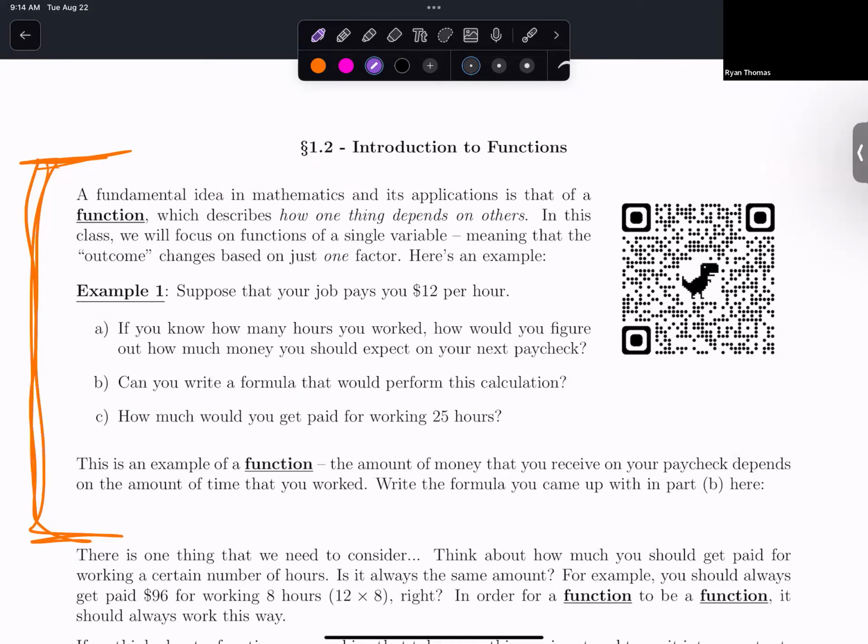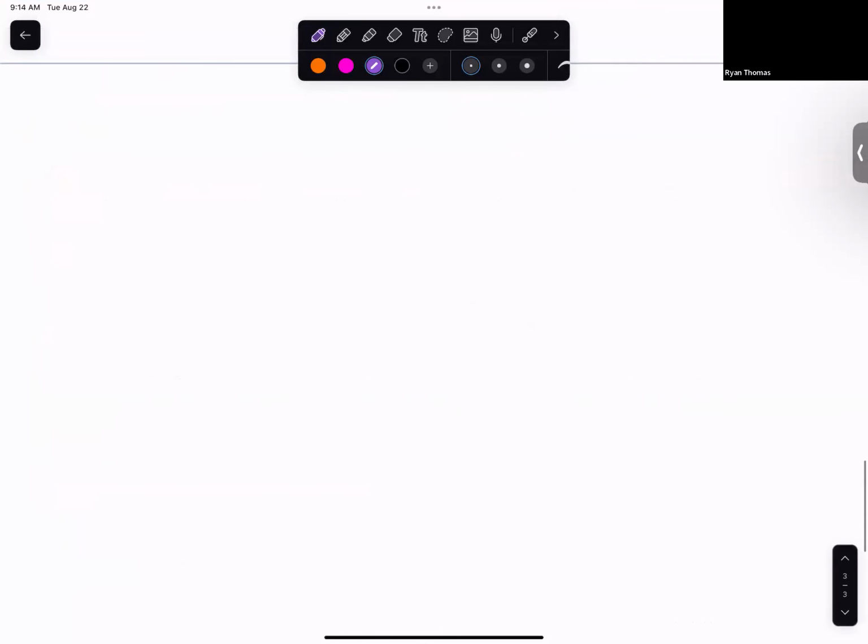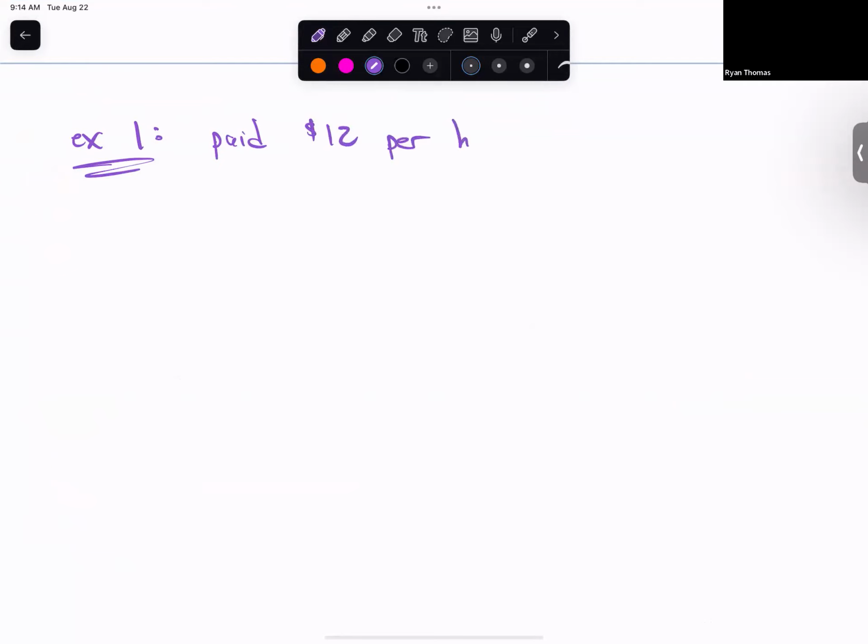But anyway, this first example: suppose your job pays you $12 per hour. And we're going to think of that as your take home, right? So we're not worrying about taxes or Social Security withholding or whatever else. You just get $12 for every hour you work. So with that in mind, I'm going to move down a little bit so I've got some more room. Example 1. Paid $12 per hour worked. If we know how many hours that you worked, how would you figure out how much money you should expect on your next paycheck?